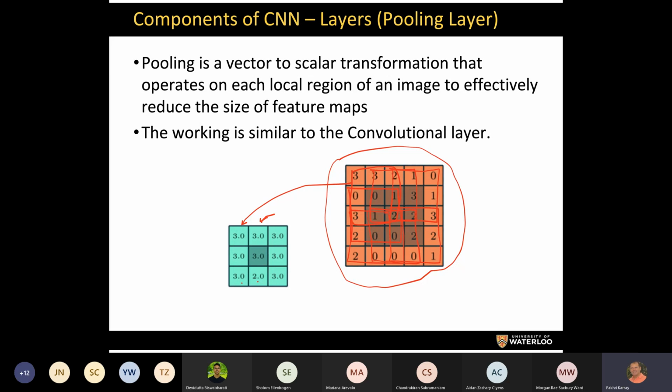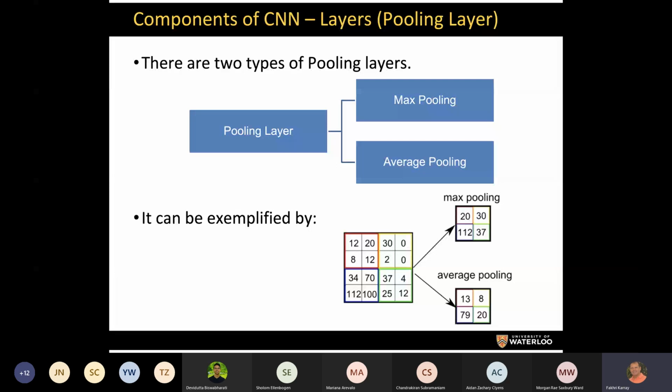So there are several types of pooling. There is the max pooling, and then there is the average pooling. And then there is also the dimension of the pooling itself. So in this particular case, we have a pooling of dimension 2 by 2 with a stride of 2.